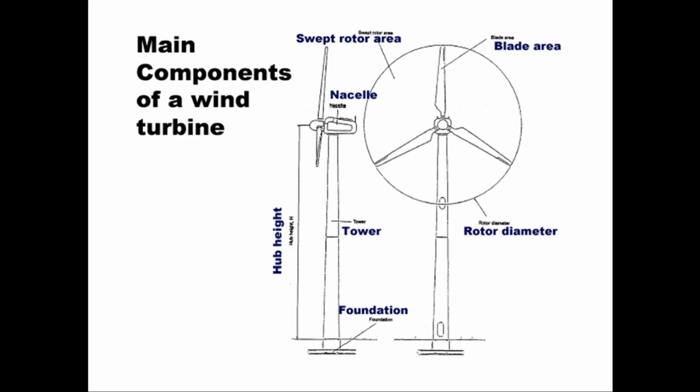You can see a clearer picture here of a horizontal axis wind turbine, the two different views, side and front views. An important term here: the swept rotor area and blade area. This is the surface area of the blade, and this circle represents the swept rotor area.